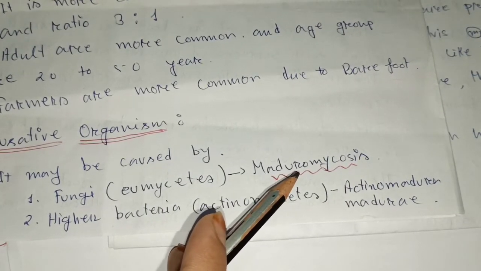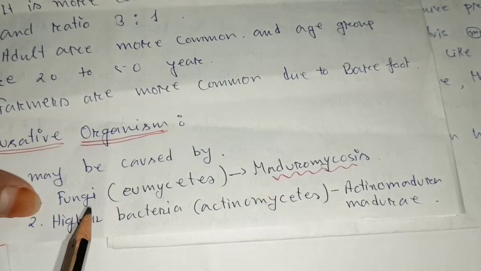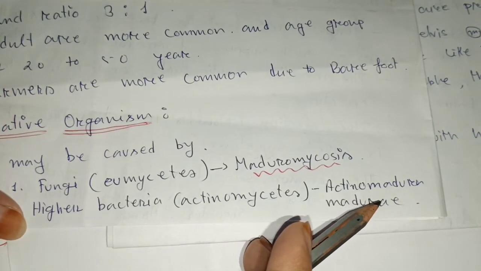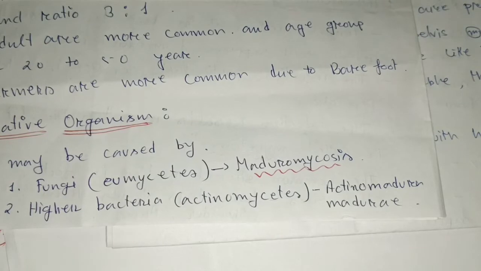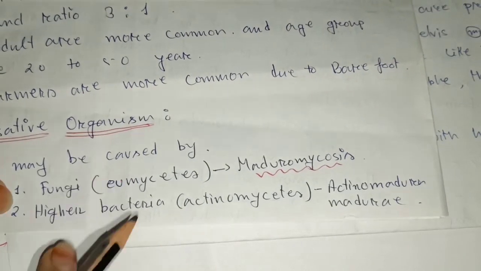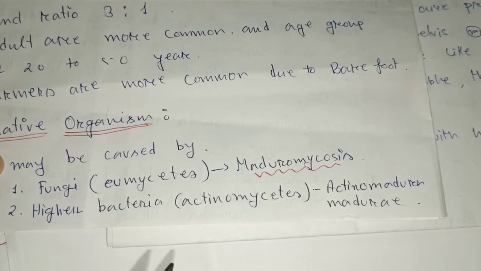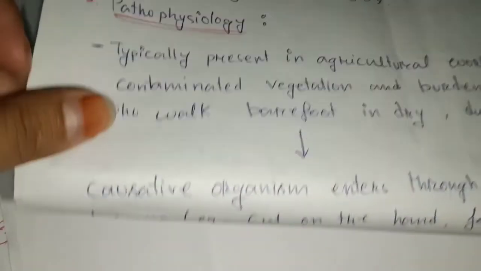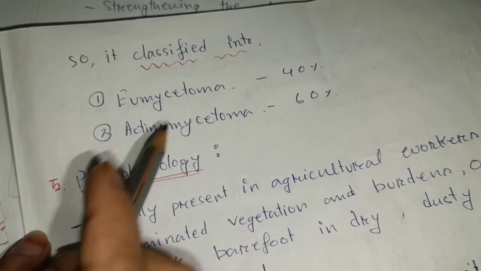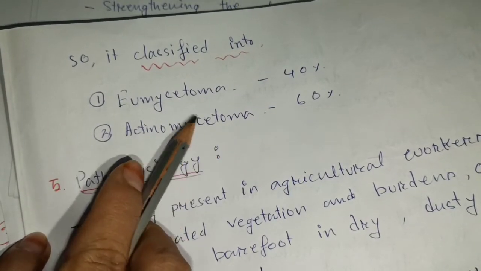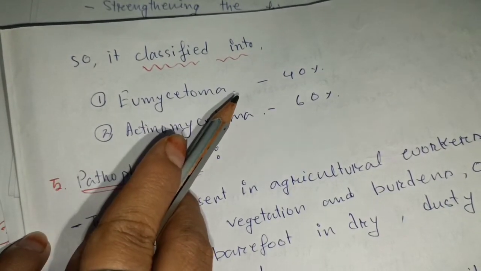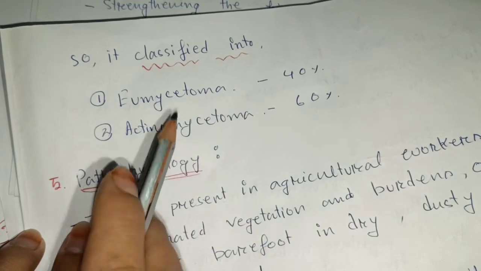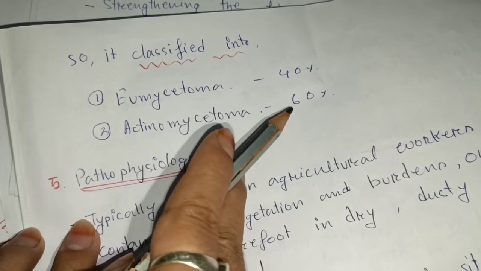Madura mycosis is the name for the fungi which cause it, and Actinomadurae is an organism that is a bacteria. It is classified according to the causative organisms as mycetoma and actinomycetoma. In mycetoma, 40% of people are affected, and in actinomycetoma, 60% of people are affected.